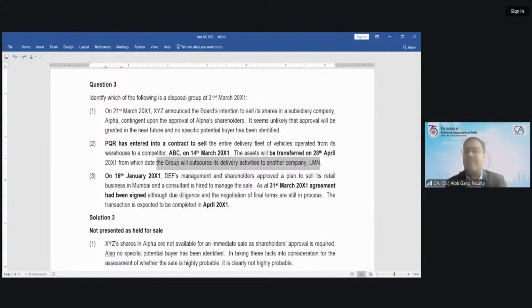And the last one, it is unlikely that the sale plan will change. No. It is going to be transferred and this company will outsource the delivery activity also. All these five conditions are being met, my dear friend. So whether this fleet of vehicles will be classified as a non-current asset or as a current asset? Non-current asset. Sir, the non-current asset held for sale. Okay, non-current asset held for sale. So basically, it will be a disposal group held for sale. Yes, sir. Yeah, very good.